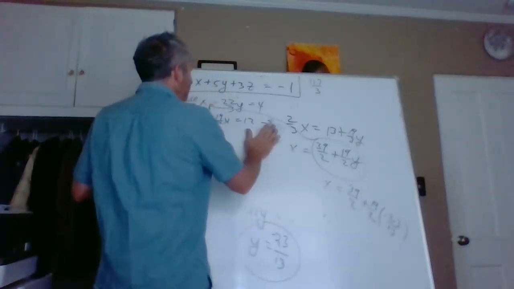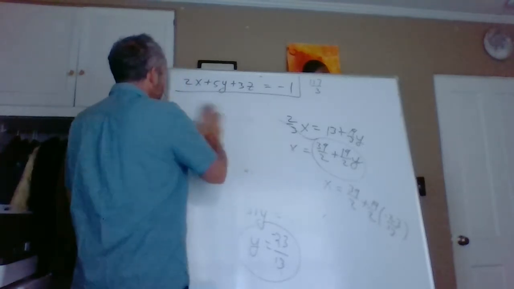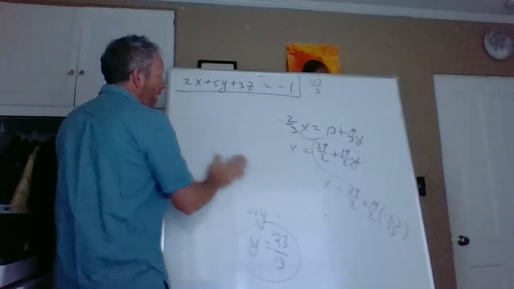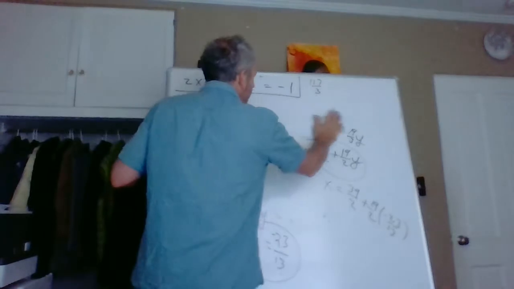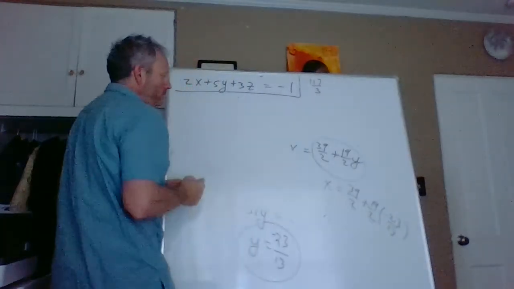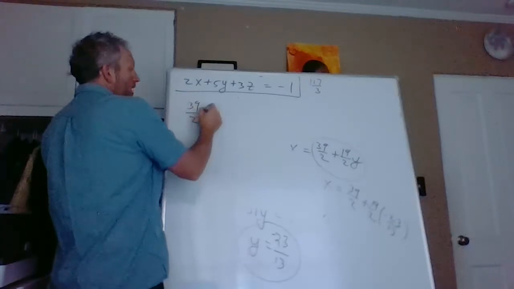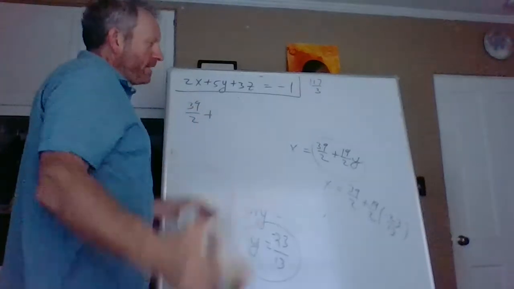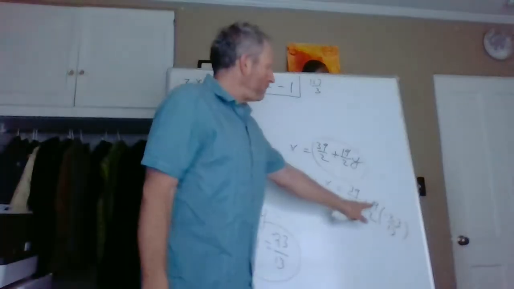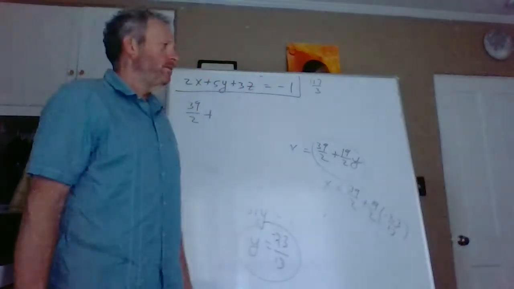Let me erase this here. I don't want to erase too much. I want to save that, and you'll see why. Don't need that. Let's just go ahead and calculate this. 39 over 2 plus, we don't get any nice cancellation. Now that means that we have to do 19 times negative 23.